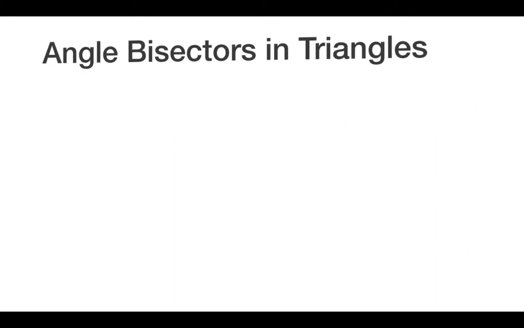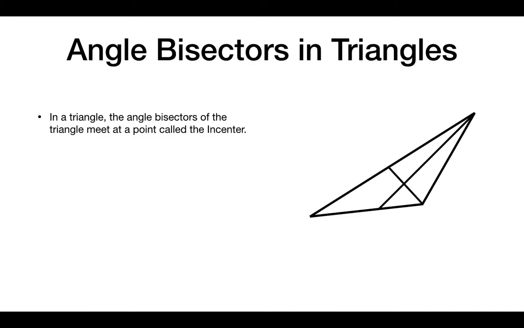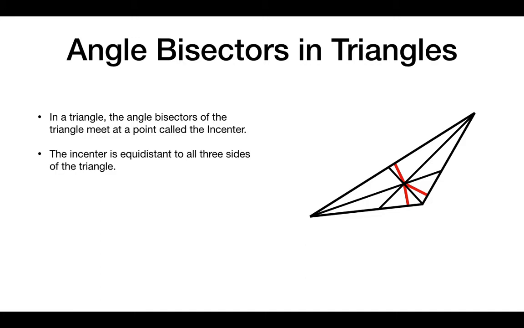So, now let's talk about angle bisectors. In a triangle, the angle bisectors of the triangle meet at a point that we call the incenter. That would be right here. The incenter is equidistant to all three sides of the triangle. The incenter is the center of the triangle's inscribed circle.